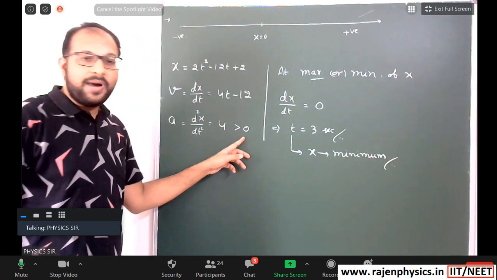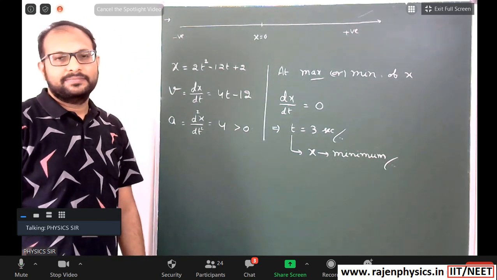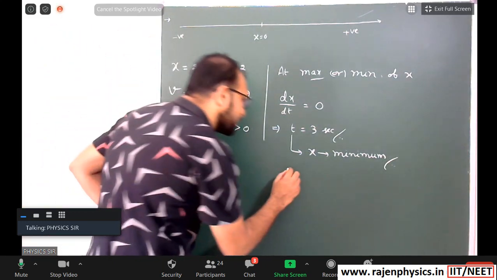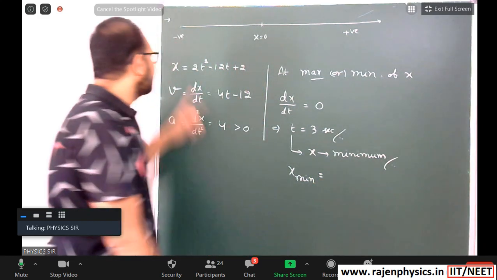Because the second derivative is already greater than 0, it is a condition for the minimum, not for the maximum. So now x has a minimum. That minimum value of x is what I am finding, students.